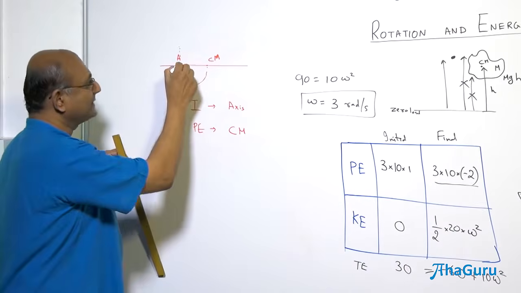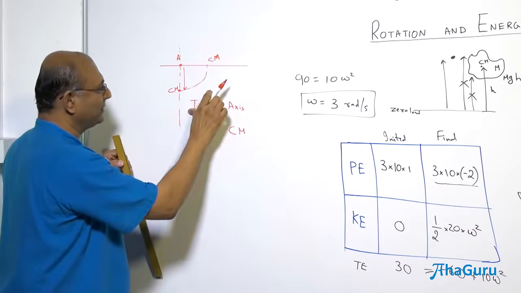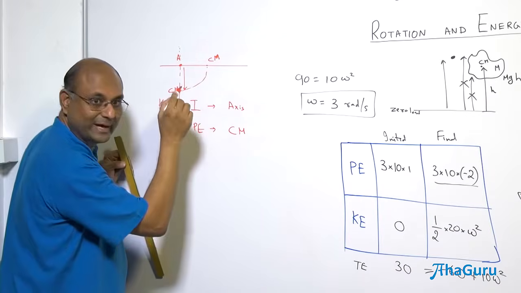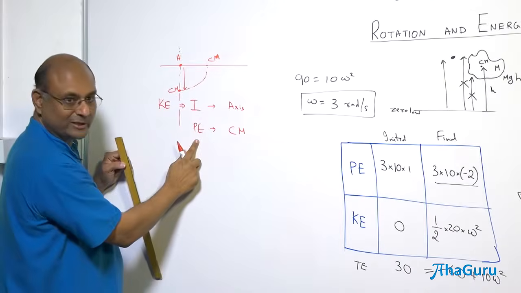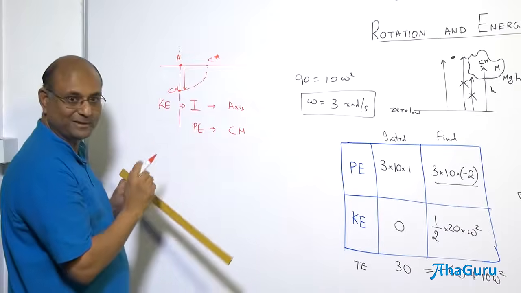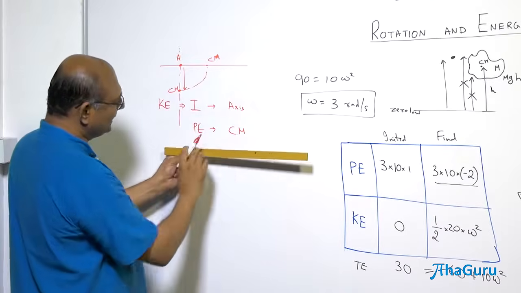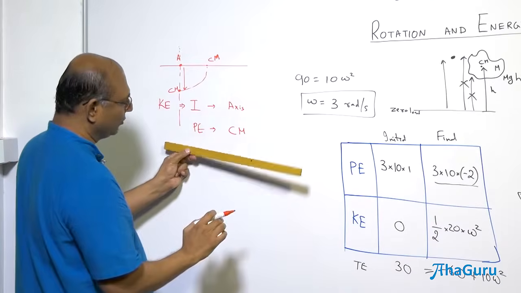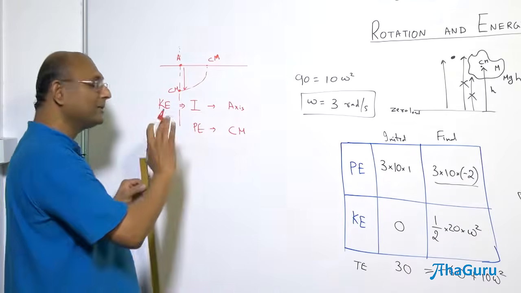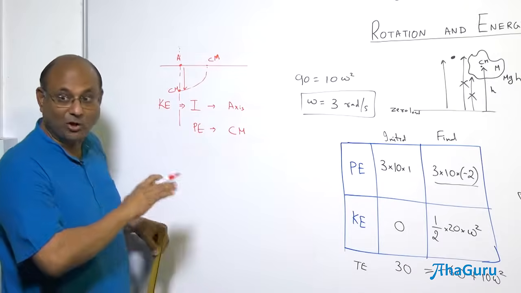Is that clear? So that means we are using two important ideas. One, for kinetic energy, you need the I about the axis. For potential energy, you need to calculate it for the center of mass, the height of the center of mass. Now, in this question, I let it go and looked at it when the center of mass was vertically below. In many questions that will be the case. But should it always be the case?